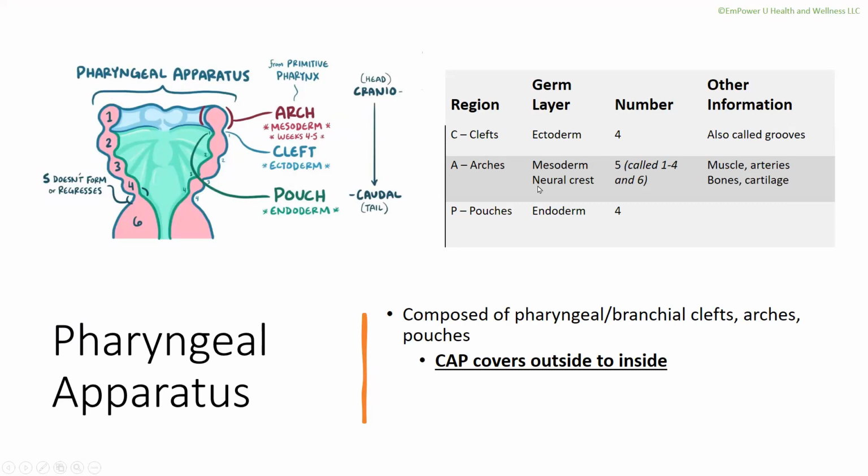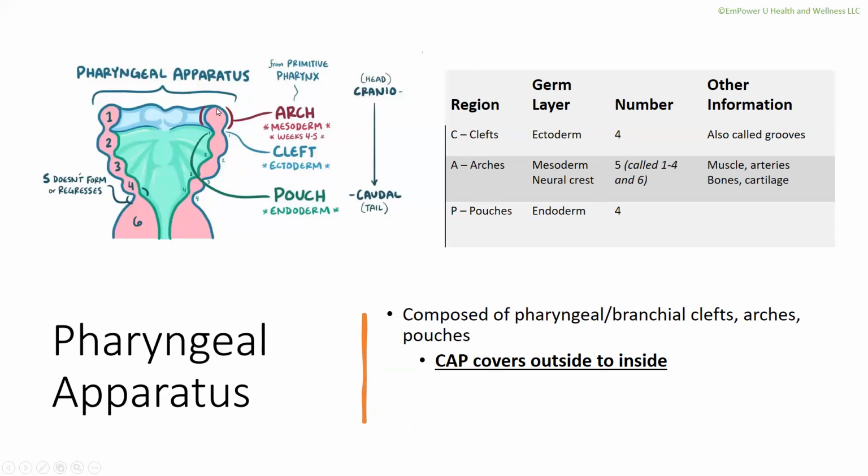It includes clefts, arches, and pouches. So the region, we can see it's CAP. CAP covers outside to inside. So clefts, arches, pouches makes up CAP. The clefts, which we can see here, 1, 2, 3, 4, these are clefts. They come from ectoderm. There's 4 of them. They also could be considered grooves, so you could see that used interchangeably.